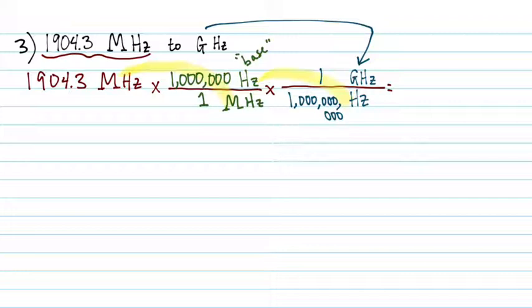All right, so now if I wanted to calculate this quick in my calculator, I might say 1904.3 times a million divided by a billion. You get the right answer.